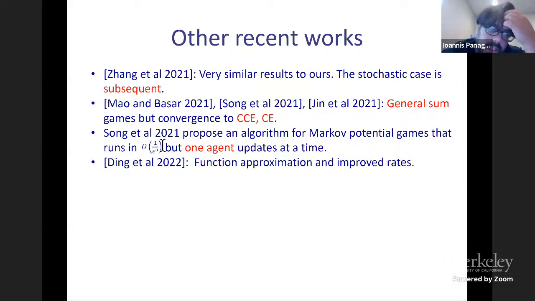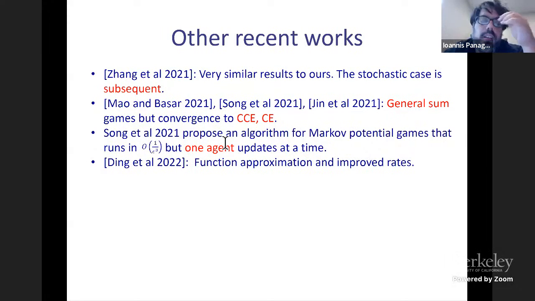Also, there is a paper by Song et al. that proposes an algorithm where the agents do not update independently, so you allow only one agent to update at a time. Okay, so think that in our case, all the agents update simultaneously. If you assume that one agent updates at a time, they have a 1 over epsilon cubed convergence guarantee for the stochastic case, which is a big improvement over the 1 over epsilon to the 6 we have, but it's more centralized.